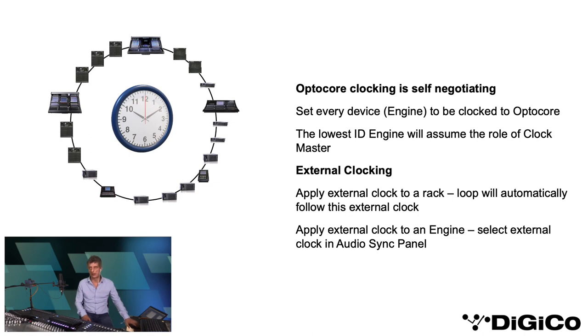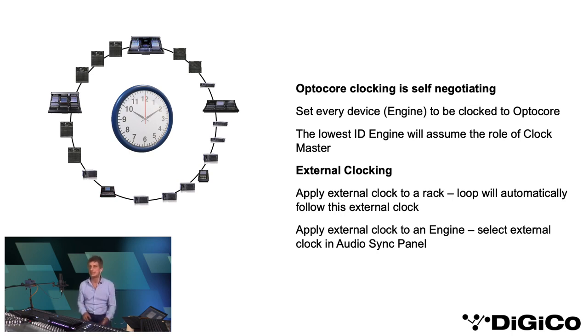I just want to point out how cool the clocking is in our optical system. It's a self-negotiating system they use, in which always the lowest ID has the control. Every device in the loop is clocked to Optocore. So automatically the system detects when the lowest ID is no longer there, it will switch to the next lowest ID.